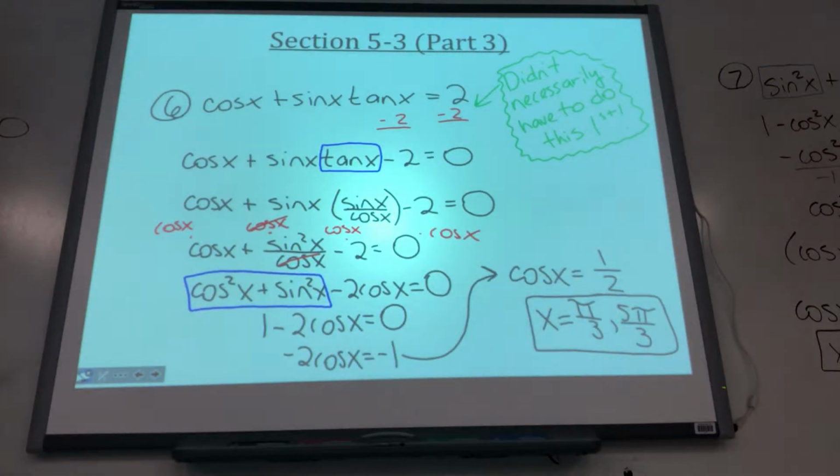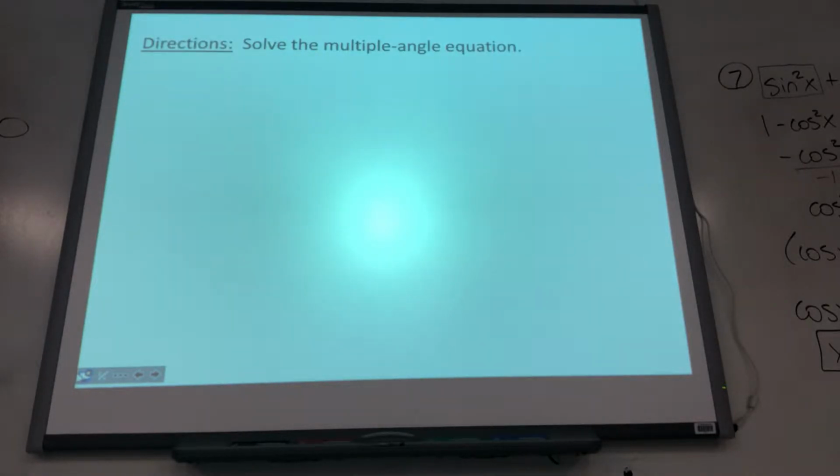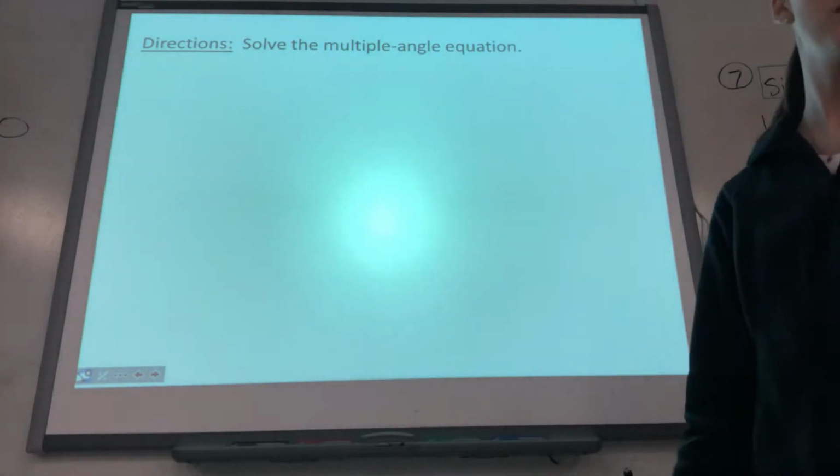But the types of equations that we see today are going to be called something different. It's a different type. So this is 5-3 part 3. There you go. And the directions kind of tell you what these equations are called. It says solve the multiple angle equation.